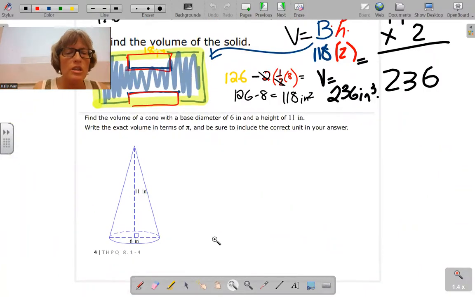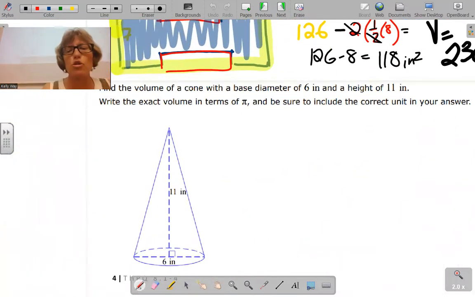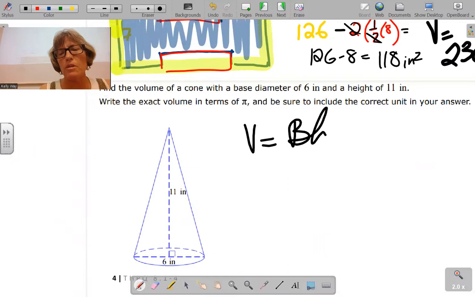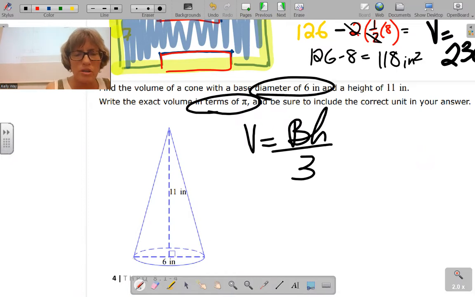All right, this one's super easy. We're just going to find the volume of the cone. Volume of a cone is super easy. Volume equals base times height over 3. We want exact terms of pi, so no decimals. We are told that the diameter is 6 and the height is 11.